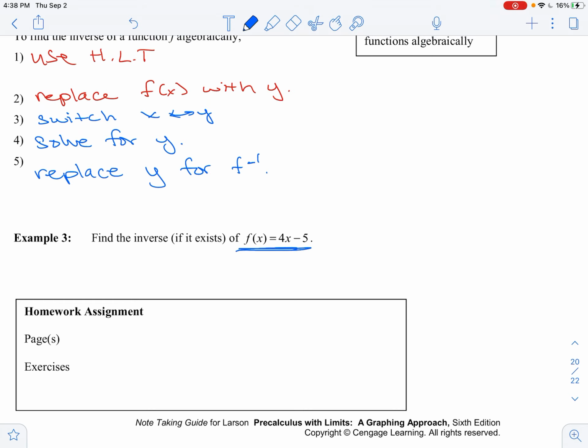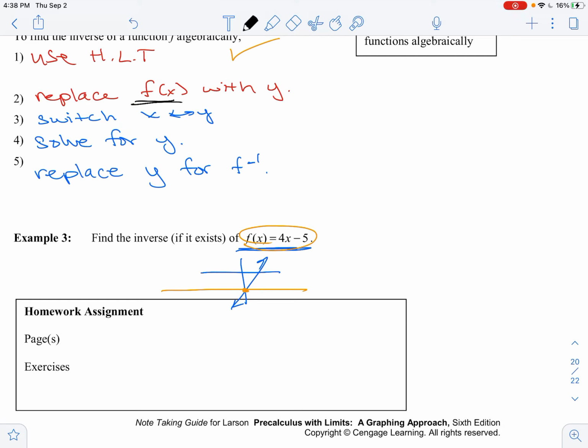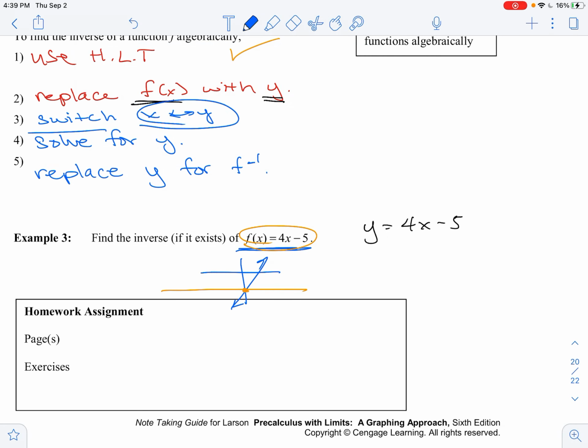So let's look at f of x equals 4x minus 5. We know 4x minus 5 looks something like this. Does that pass the horizontal line test? It does. If I draw a horizontal line here, it only passes one time. So we use the horizontal line test, check. Now we can move on. Now we're going to say f of x is now y. So we say y equals 4x minus 5. Step 2, we're going to switch x and y. So instead of y, I'm writing x. Instead of x, I'm writing y. Now I'm going to solve for y and get it by itself.